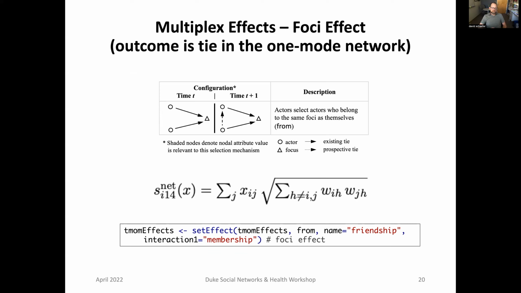So it's really the inverse of the process on the previous slide. And this is a way of getting at selection versus influence in terms of foci membership. Is foci membership a source of friendship, or is friendship a source of foci membership? We can start to parse that out.